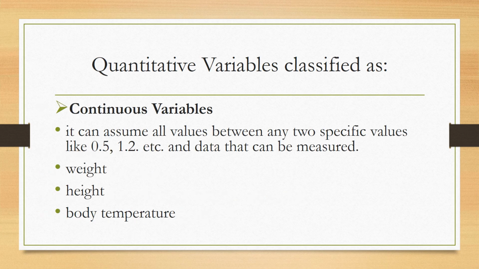The other quantitative variables are classified as continuous variables. So when we say continuous variables, they can assume all values between any two specific values like 0.5, 1.2, etc., and are data that can be measured. Examples: weight, height, body temperature. At kung nagugulo naman kayo sa discrete at continuous variables, ang pinagkaiba nila ay ang discrete ay kaya mong bilangin. Kapag continuous naman, magkakaroon ka ng decimal.